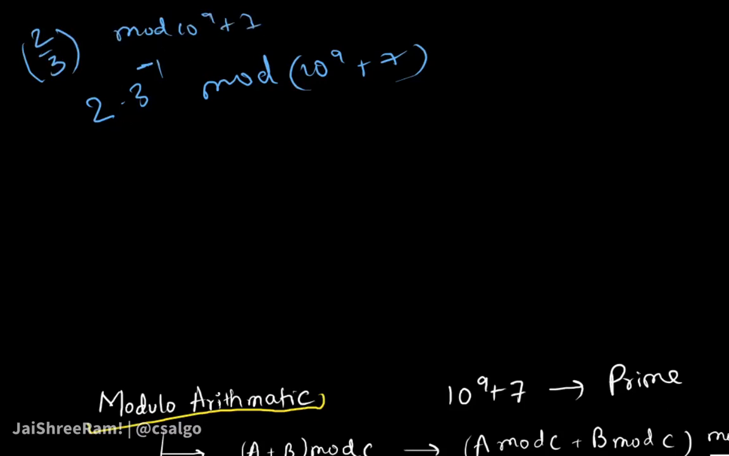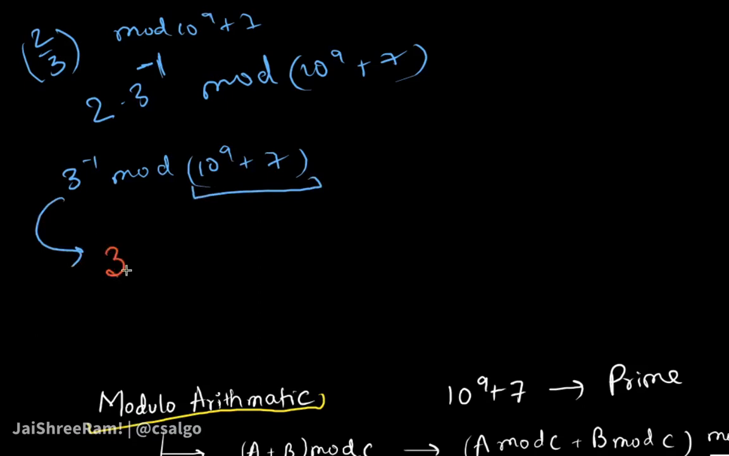So what you do is that you report it like this, right? And you need to find 3 inverse modulo this, right? So what is 3 inverse modulo 10 to the power 9 plus 7, okay? So now you will need to find out, how do I find this? With the theorem that we discussed, we know that this is prime, so we can write this as 3 to the power (10 to the power 9 plus 7, this is the prime) minus 2, right? Modulo 10 to the power 9 plus 7.